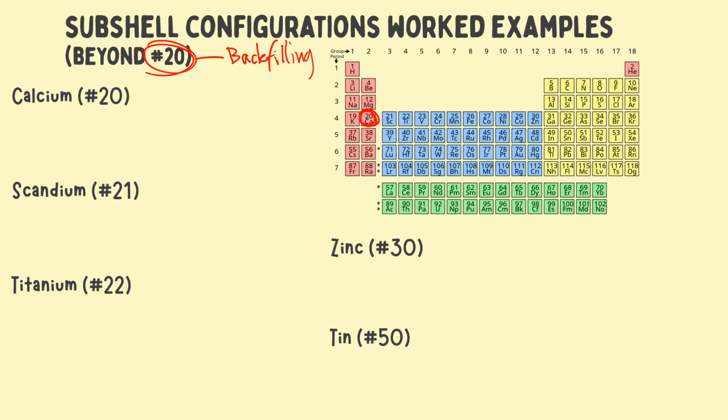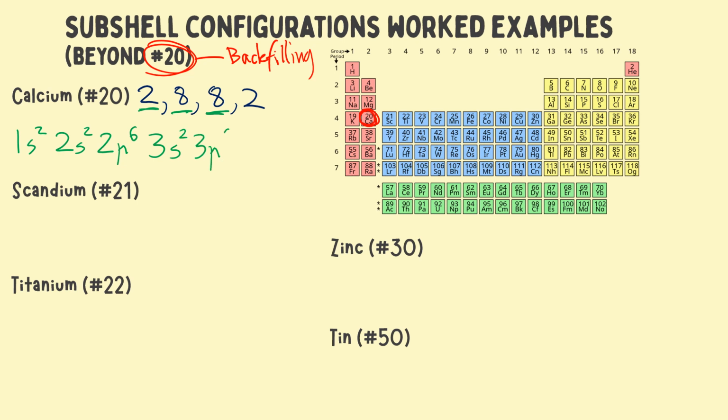So calcium is number 20. Its normal electron configuration is 2, 8, 8, 2. So that means its subshell configuration will have 2 in the first shell, 8 in the second shell. So the 2s is full, the 2p is full, it has 6. The third shell is the same, its s is full, then its p is full. Then we get to the fourth shell, so it's s. Those 2 electrons are in that 4s, and then we're finished.